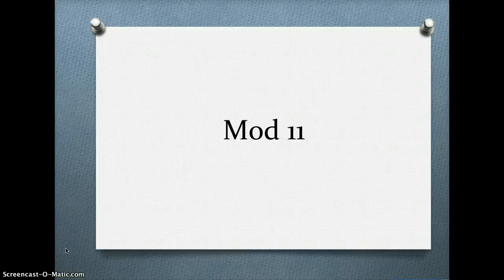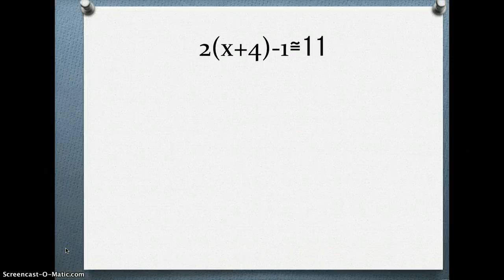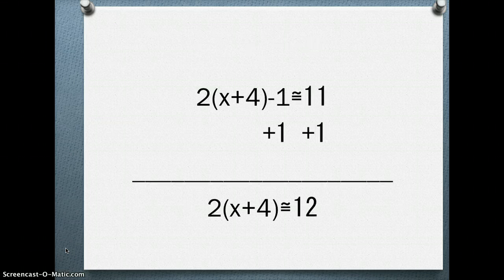Alright, everything we're going to do is in mod 11. Our first problem is 2 times (x + 4) - 1 is congruent to 11. So the first thing we're going to do is add 1 to both sides. That cancels out the minus 1 on the left-hand side, and we're left with 2 times (x + 4) is congruent to 12.